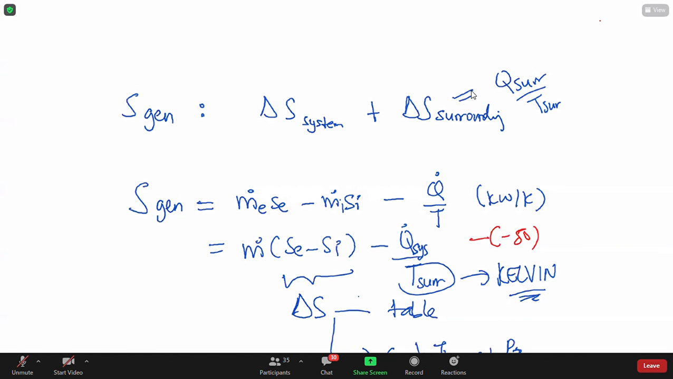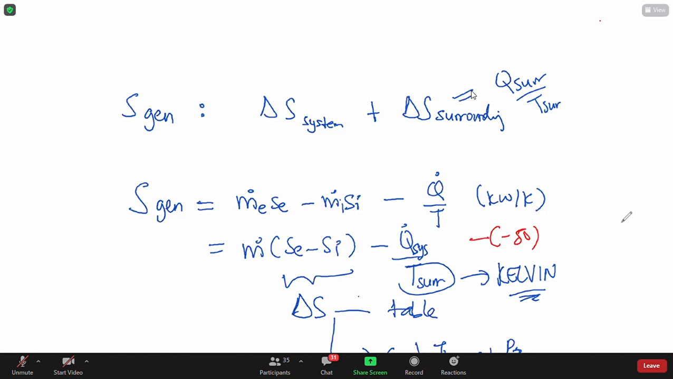Okay, can you still see my screen? Yes, doctor. So if you are losing heat, this Q system will be minus 50 or whatever. But if you are gaining heat, then it's plus 50 or plus 10 whatsoever. So look at the example that I've given you earlier.